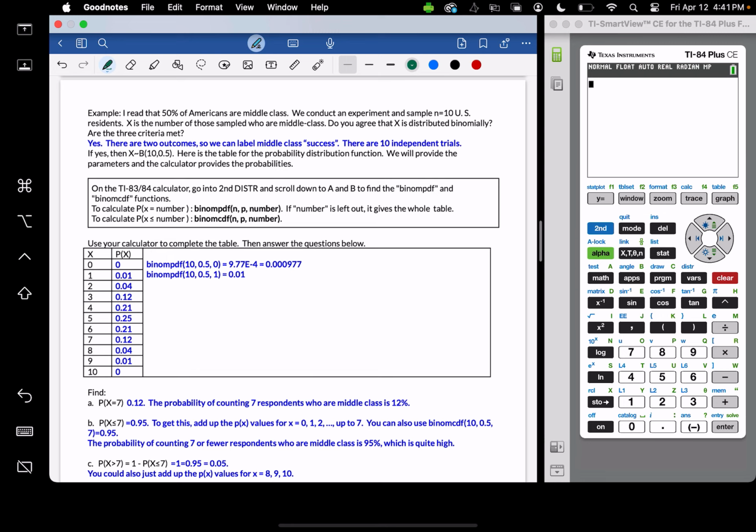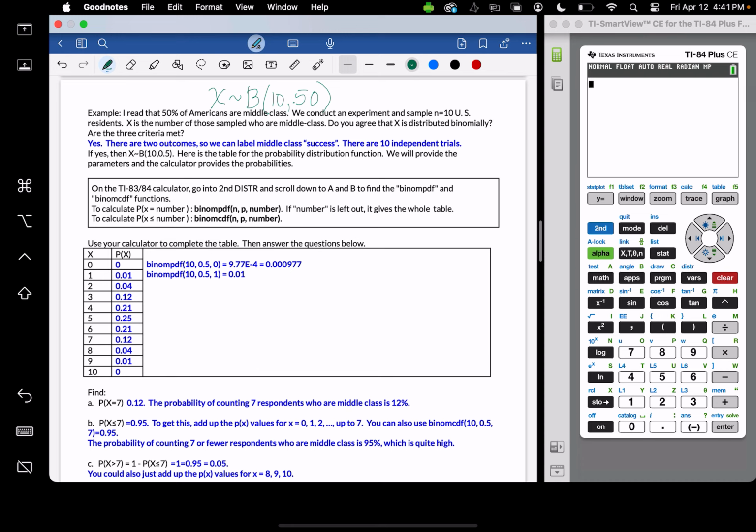And then we write out our distribution. X is distributed B(10, 0.5), that is, B(n, p).